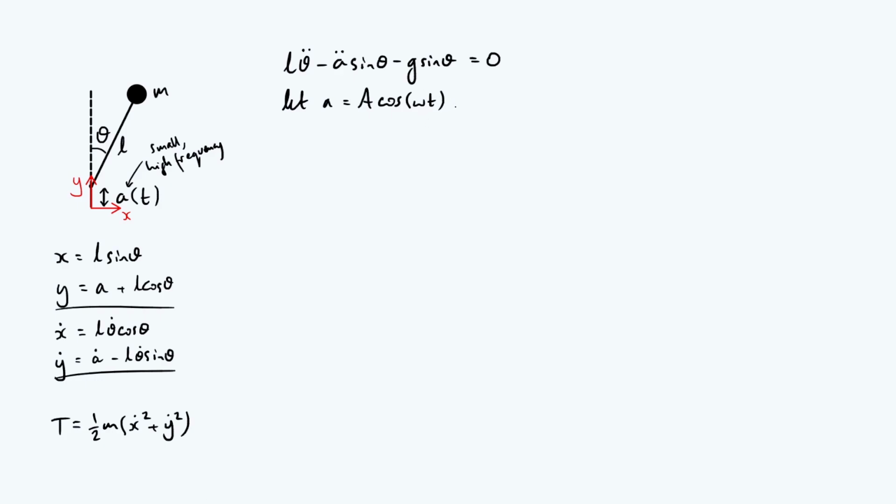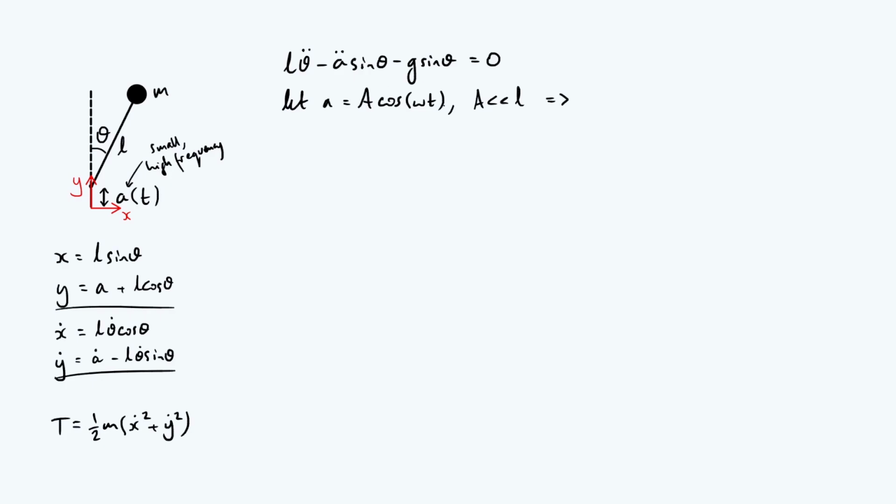Now, given that we want the vibrations to be small, we can say that the requirement on capital A is just that A has to be much less than L. And what we really need is the second time derivative of lowercase a, because that's what appears in the equation of motion. So let's differentiate it twice.